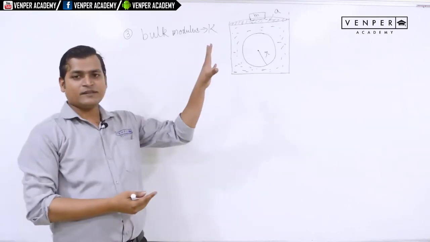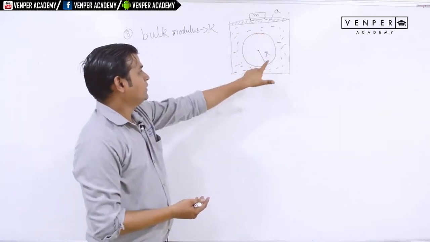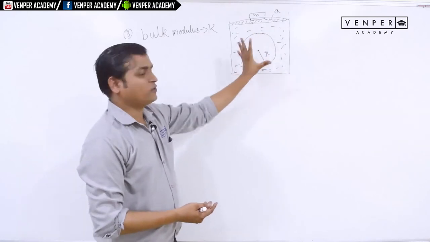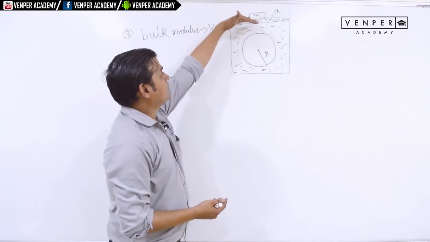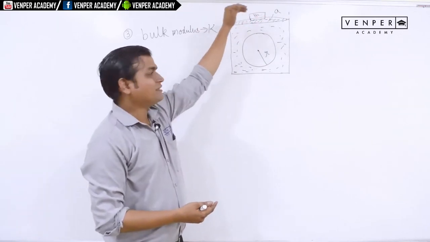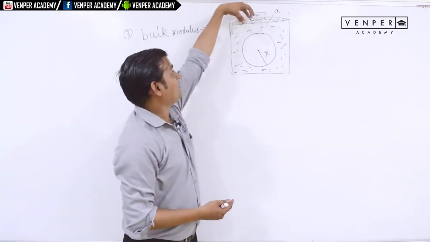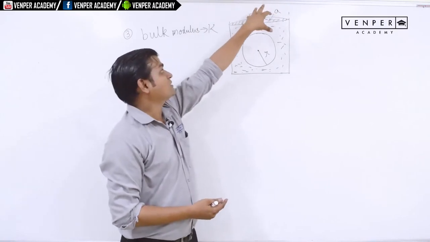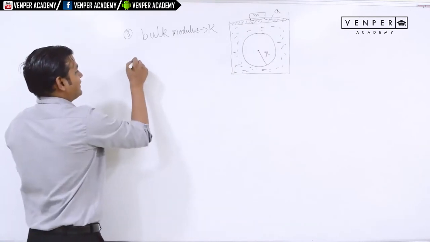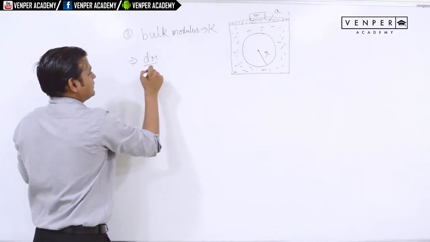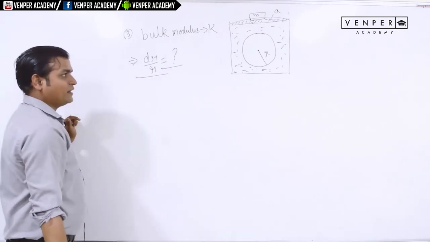Now see, in this question number 3, it is given that there is a solid sphere of radius r, and it is surrounded by a liquid in a container. Now above that there is a massless piston that is just floating over that liquid. Now when we place an object of mass m on this piston, what is the change, the decrement in its radius, dr upon r? That we have to calculate in this question, clear.